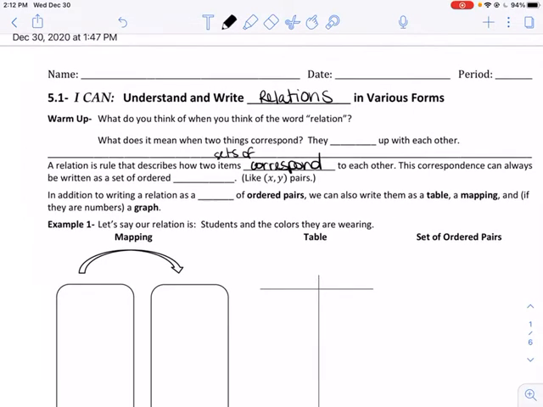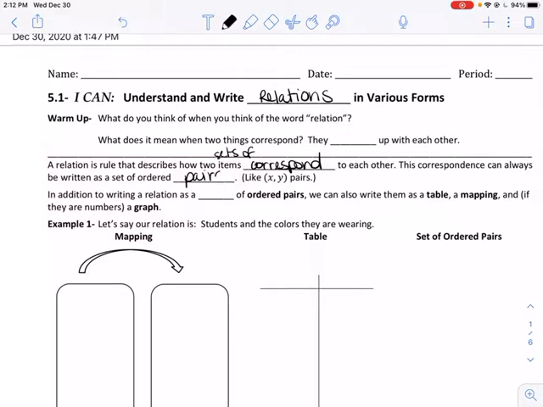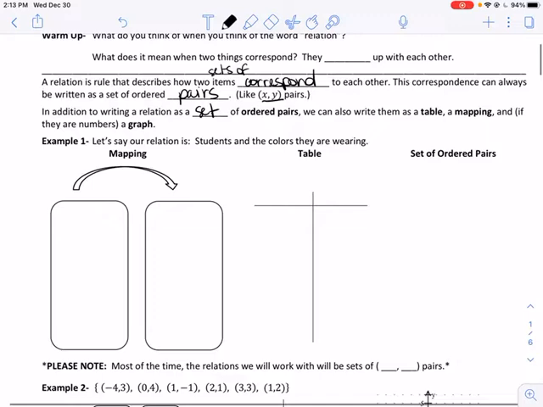This correspondence can always be written as a set of ordered pairs, like how you've been doing as you've been graphing in XY pairs. In addition to writing a relation as a set of ordered pairs, we can also write them as a table, a mapping, and if they are numbers, a graph. Let's go through an example.